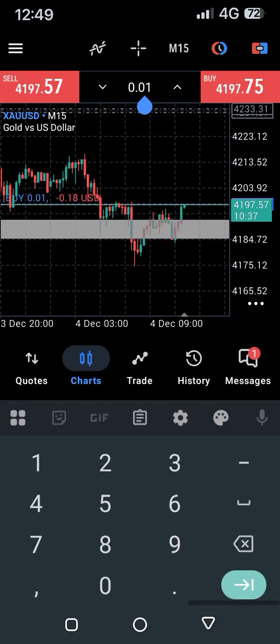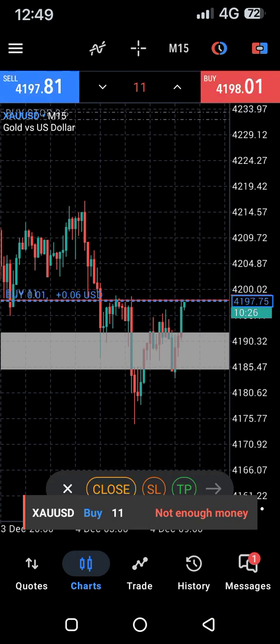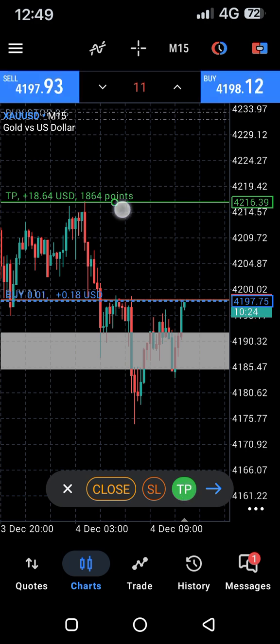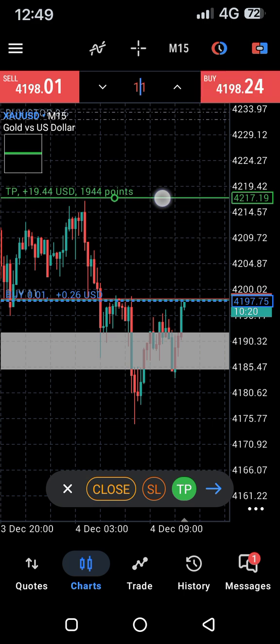Let me just increase the lot size so that you guys know what I'm talking about. This is 11. We are allowed to take lot size 11, which is good. So we shall buy. TP will be at the high. This will be the first resistance, but TP is typically above here.